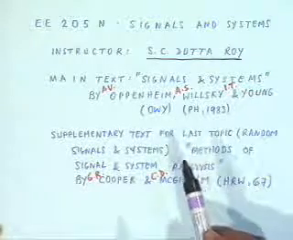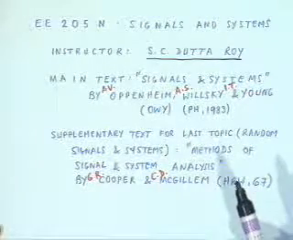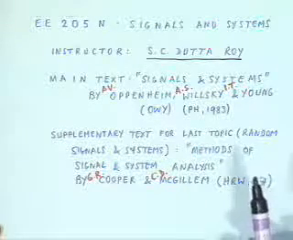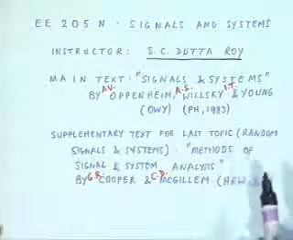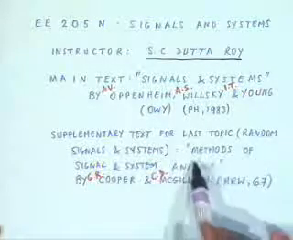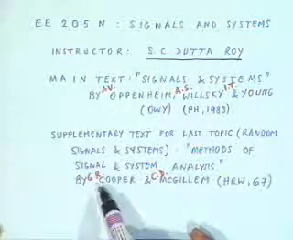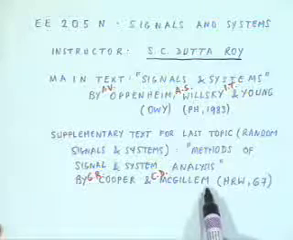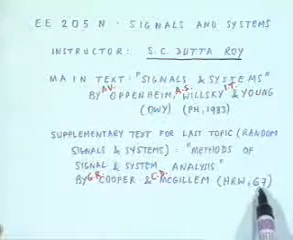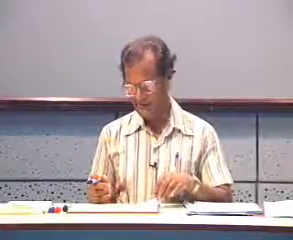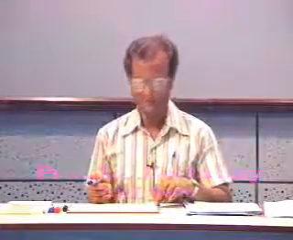For the last topic, which is signals and systems of a very special kind, namely random, we shall use Methods of Signal and System Analysis by G.R. Cooper and C.D. McGillem. This is a 1967 publication, Holt, Rinehart and Winston. You need not purchase this book. If necessary, we shall give you handouts.